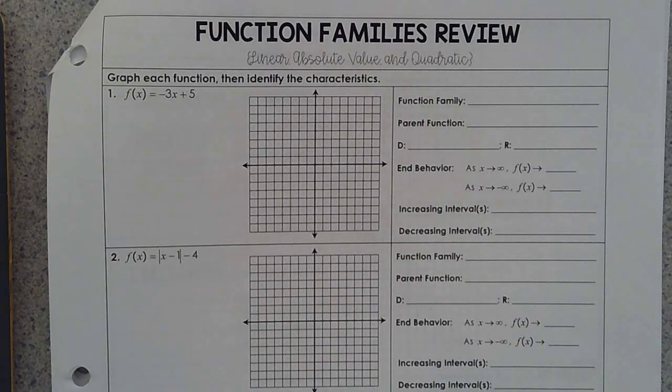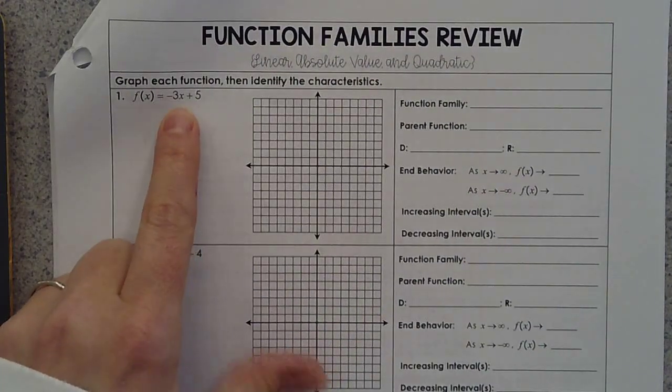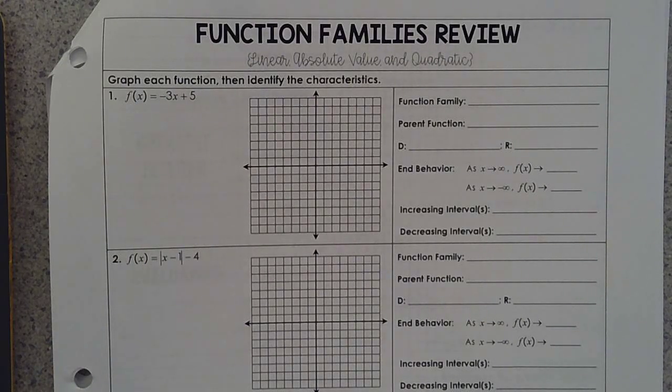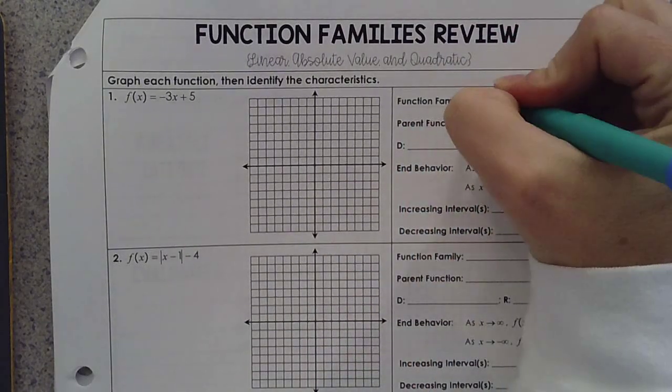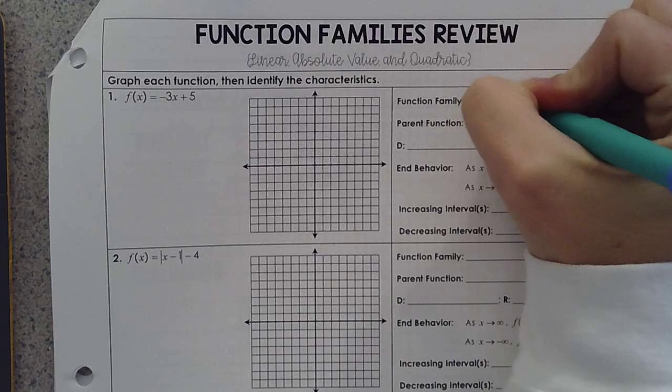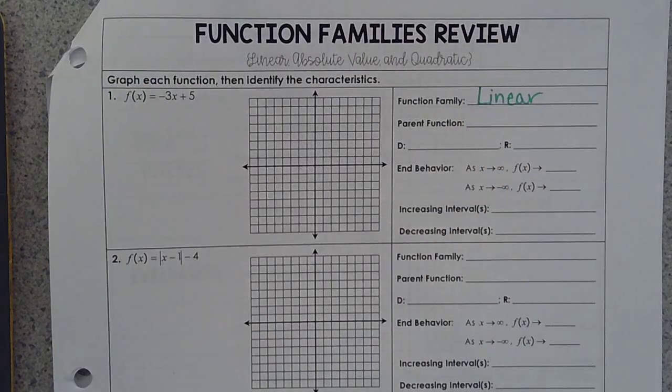Looking at number 1 here, it says f of x equals negative 3x plus 5. And I know that when an equation has x in it, and it doesn't have an exponent, and it's not in a radical, and it's not in a denominator, I know that it's going to graph a line. And so right away, I'm going to say, well, this equation belongs in the linear function family. It's going to graph a line.